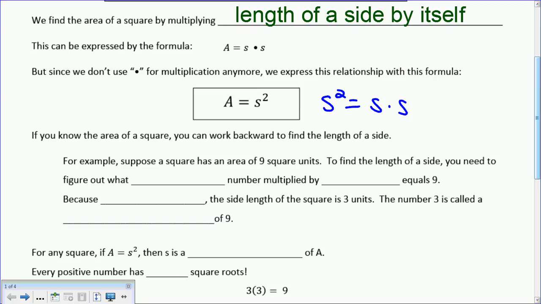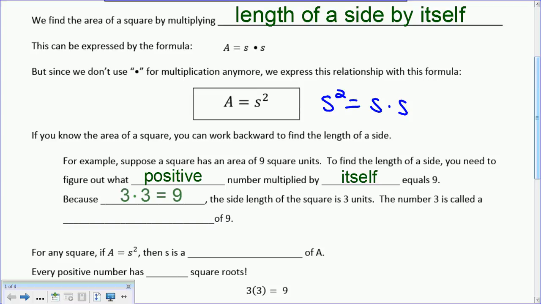So for example, suppose a square has an area of 9 square units. So the inside of a square, the area is 9. To find the length of a side, you need to figure out what positive number multiplied by itself equals 9. So what positive number times itself equals 9? Quan, you should be writing this down.